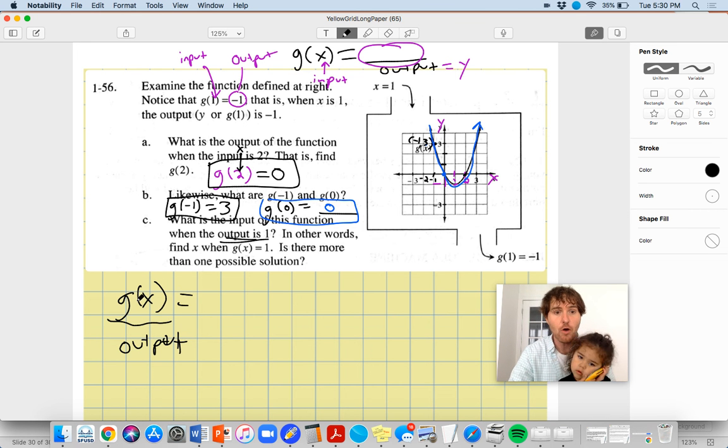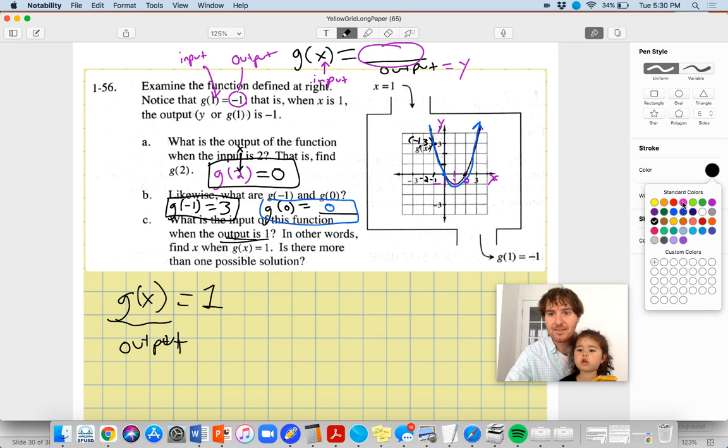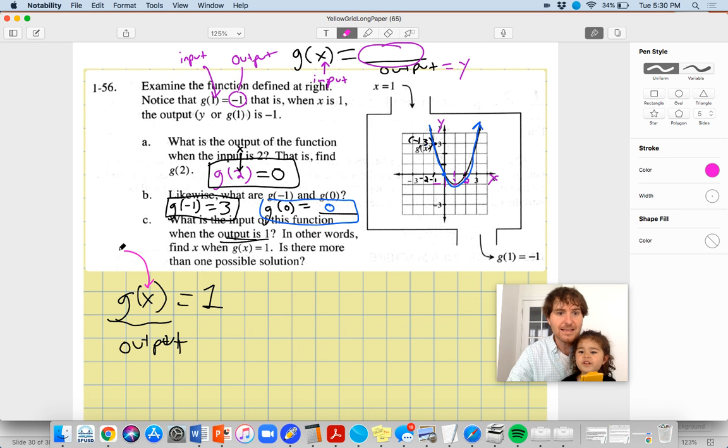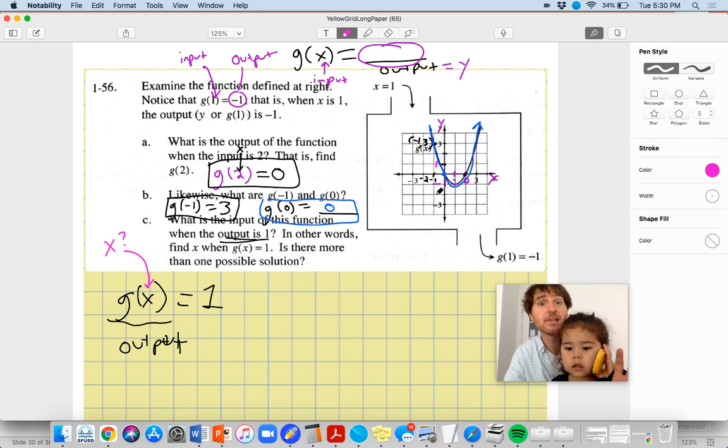Solve for it, right? Our output here, g of x, the whole thing together is the output, and our output here is 1. The question is, what is my x? What are my inputs that lead to an output of 1? This is a bit harder of a question. Output of 1 is when my y variable, remember, input variable is x, output variable is y. So here, my y value is 1.